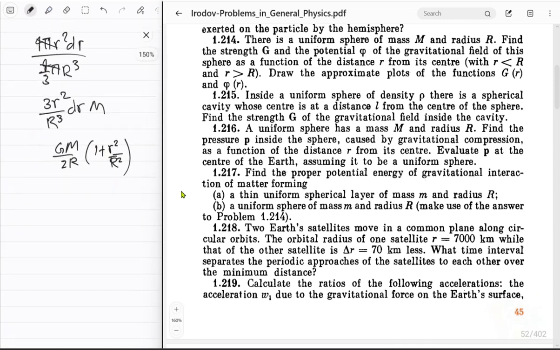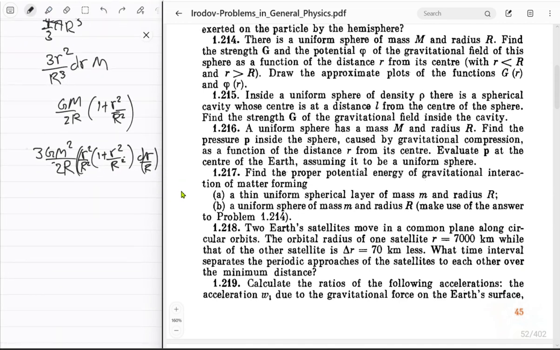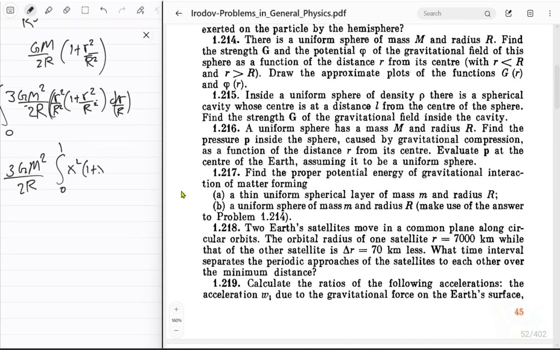Cool. So when you multiply, what do you get? Just Gm squared upon 2R to the power 4, I think. This thing is already just 3r squared, so hopefully something nice will happen. Got 3 outside, we got r squared times 1 plus r squared upon capital R squared, and then you got dr. Let me write it like this, and let r upon R be another variable. Then you're integrating from r equal to 0 to capital R, but r upon R actually goes from 0 to 1. So you can take that out: 3Gm squared upon 2R is out, and then just the integration from 0 to 1 of x squared times 1 plus x squared, times dx.